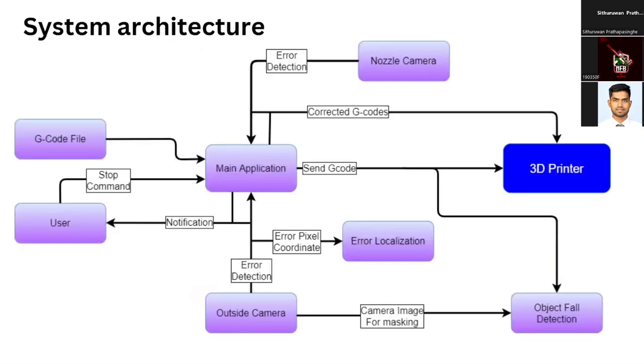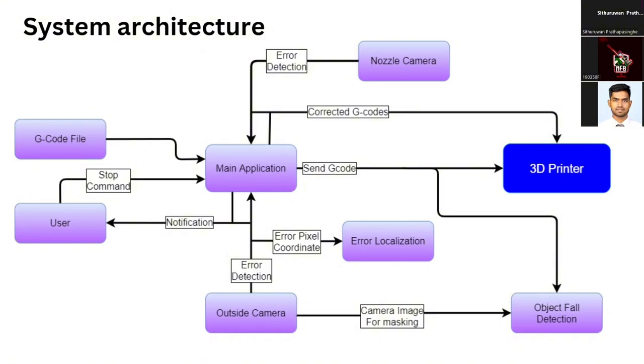Let's look at the system architecture of our project. We have a main application which receives the nozzle camera input and the G code file, and processes the ML task to get the correction G codes using the camera feedback. Then we can give the corrected G code file to the 3D printer to print the model.